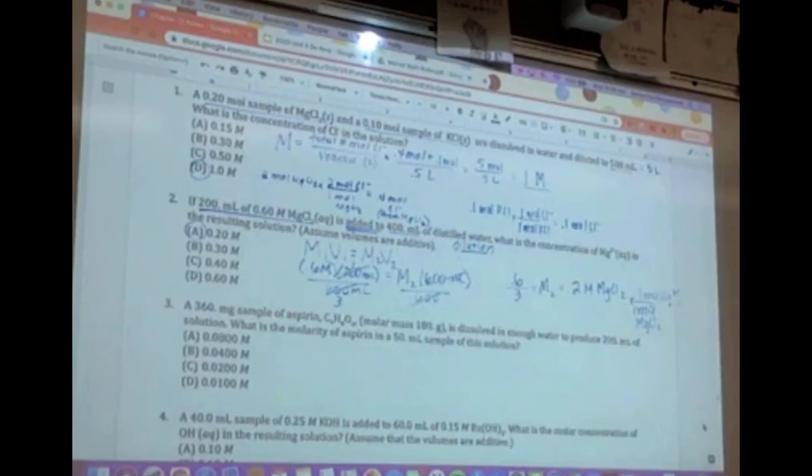So it's important when you're doing questions like this that you're reading it carefully. If it says it's added to, I would underline, I would circle something because that means you're probably adding the volumes together.